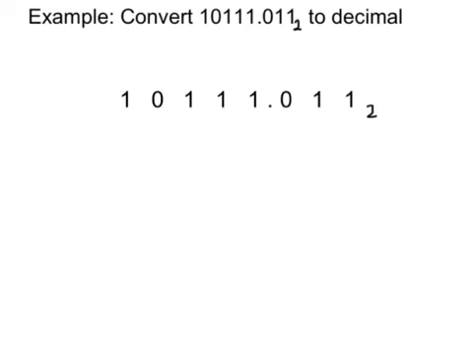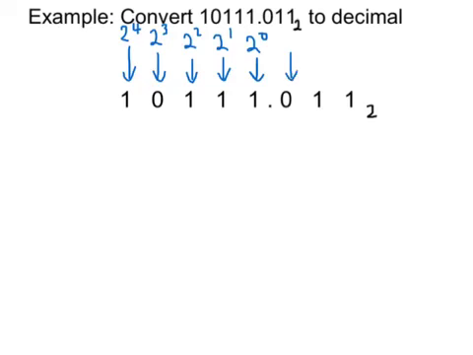This is a binary number, so each position within the number holds a power of 2. So, moving to the left of the binary point, we have 2 to the power of 0. Next we have 2 to the power of 1, 2 to the power of 2, 2 to the power of 3, and 2 to the power of 4. And moving to the right of the fractional point, we have 2 to the power of -1, 2 to the power of -2, and 2 to the power of -3.